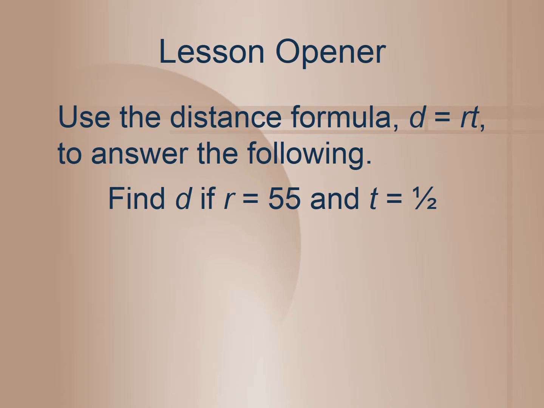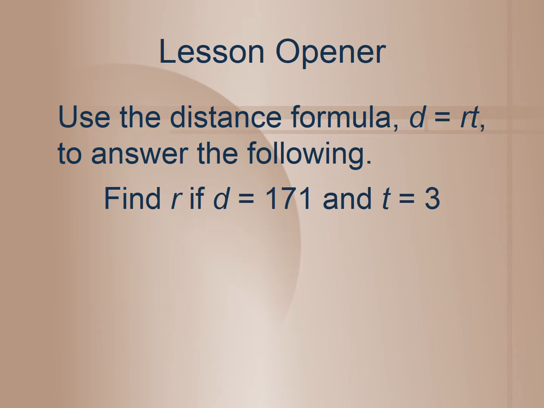So we're going to use this formula to answer the question: find d, distance, if your rate is 55 and your time is half an hour. So what we'll do is we will plug 55 and 1/2 into our formula, and we get d is equal to 55 times 1/2. So half of 55 is 27.5.